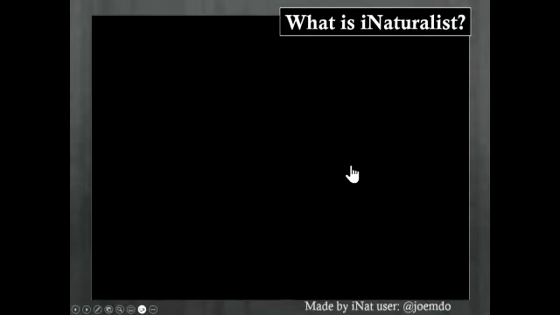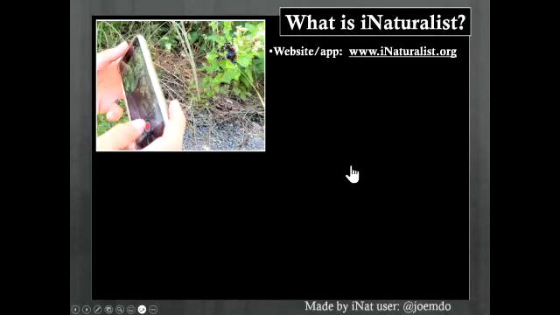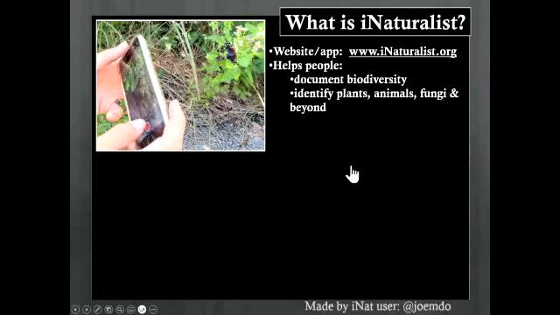So what is iNaturalist itself? It's essentially a website. It's an app. And what it does is it helps people to document what they find, to identify what they find, whether it's plants, animals, fungi, really anything. You can take a picture of something under a microscope and post that on iNaturalist and get an ID. Also, this all goes into a database.